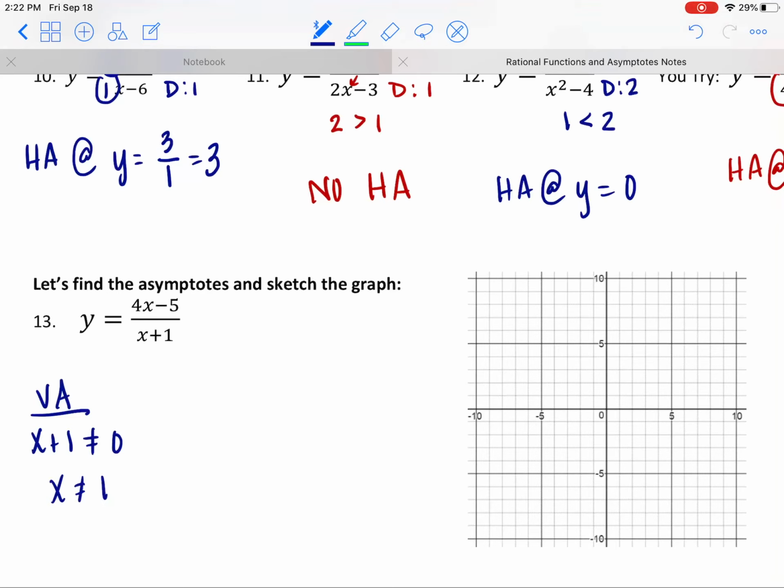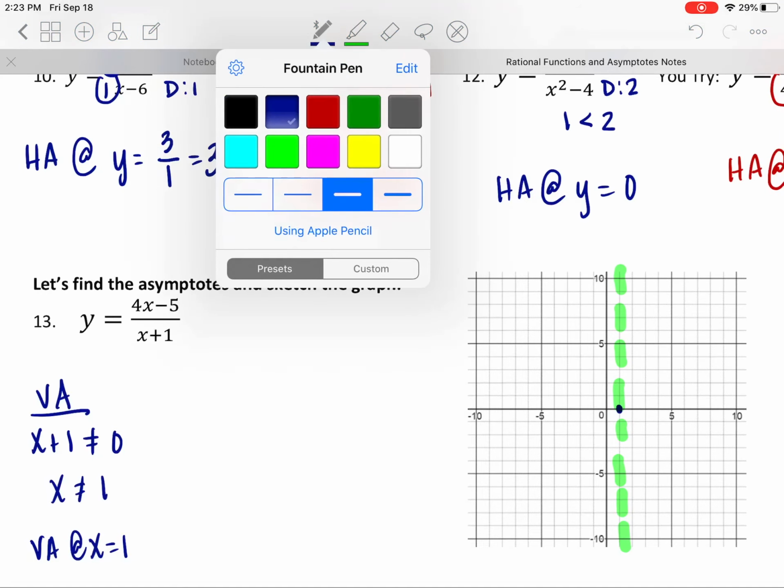So x cannot equal 1. So there's going to be a vertical asymptote at x equals 1. So I'm going to go to x equals 1, it's right here, and I'm going to make a vertical asymptote through that point. Okay? Now the horizontal asymptote, I want to look at my degrees.